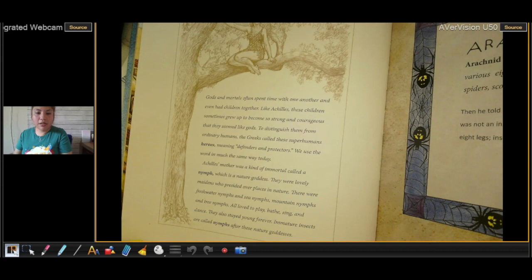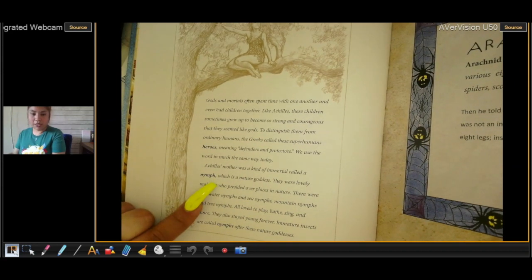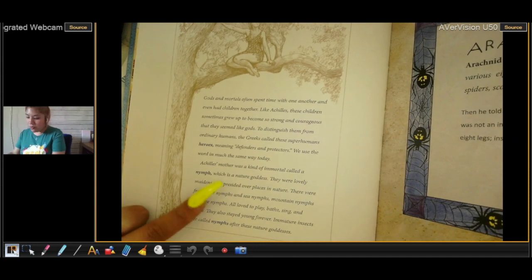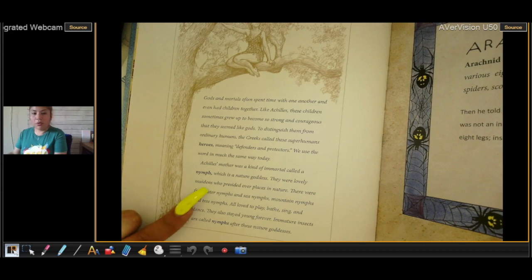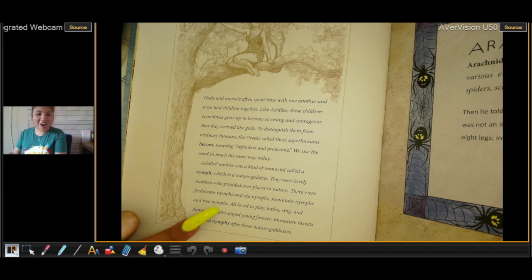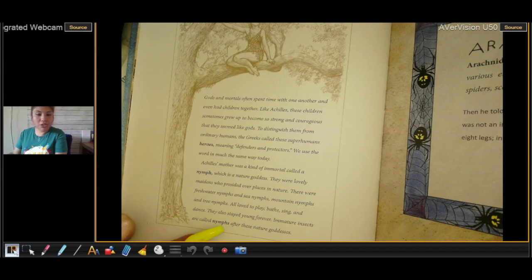Achilles' mother was a kind of an immortal called a nymph. Oh, there it is again. It's a bold print and it has a comma, which means what? They're going to tell us what a nymph is, which is a nature goddess. They were lovely maidens who presided over places in nature. They were freshwater nymphs and sea nymphs and mountain nymphs and tree nymphs. All loved to play, bathe, sing, and dance. They also stayed young forever. Immature insects are called nymphs after these nature goddesses.